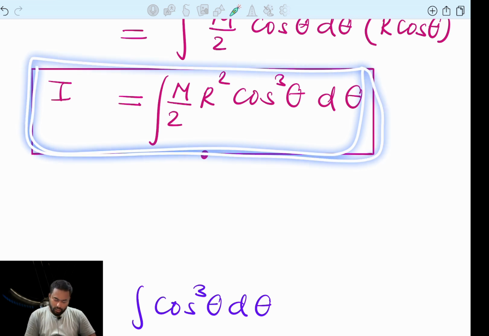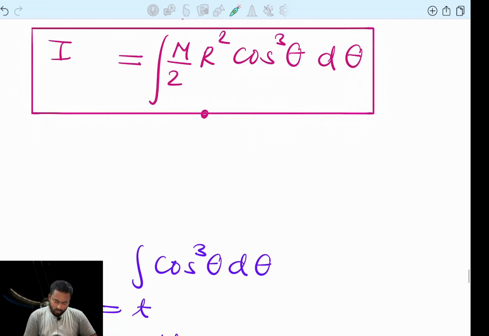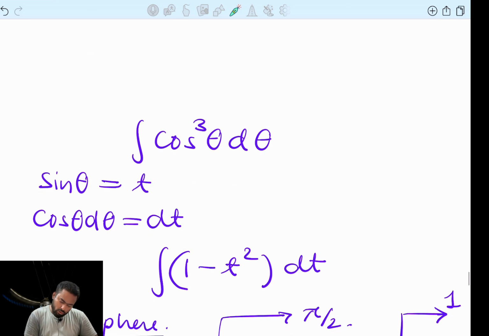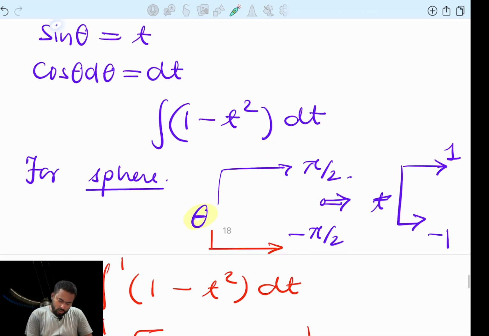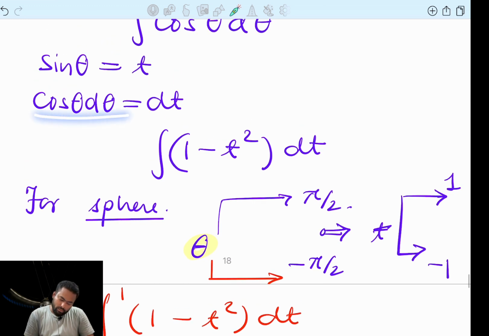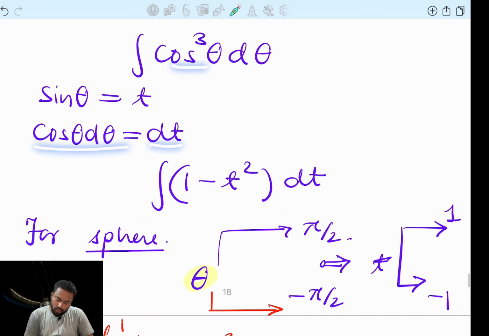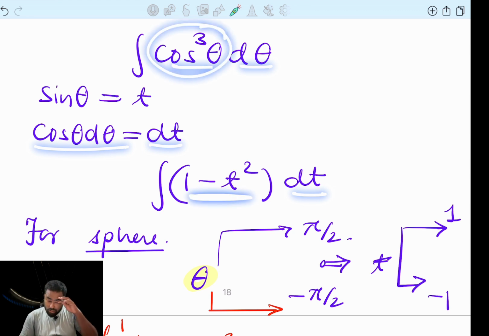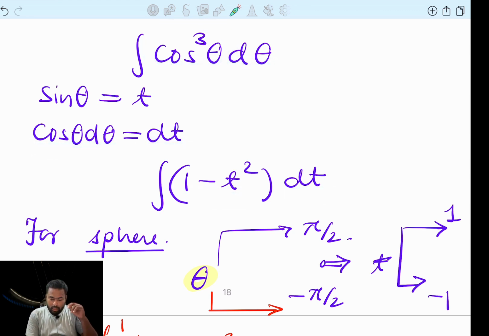Now let's see the integral part separately. Cos cube theta. How are we going to integrate this cos cube theta d theta? We'll assume that sin theta equals t. So cos theta d theta would become dt. So cos theta d theta is dt. Cos square theta would remain here, that is 1 minus sin square theta, 1 minus t square.